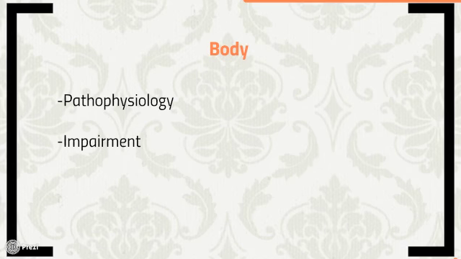Now I'm going to break down risk factors and prevention methods into 3 basic levels: the body itself, the person as a whole, and finally a person in their social context. So for the body, we're going to be focusing on the pathophysiology and impairment dimensions of the disablement model.